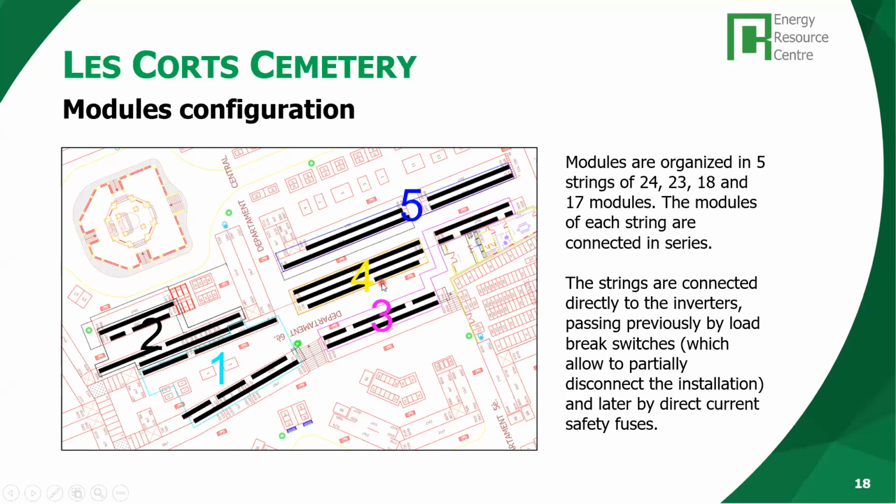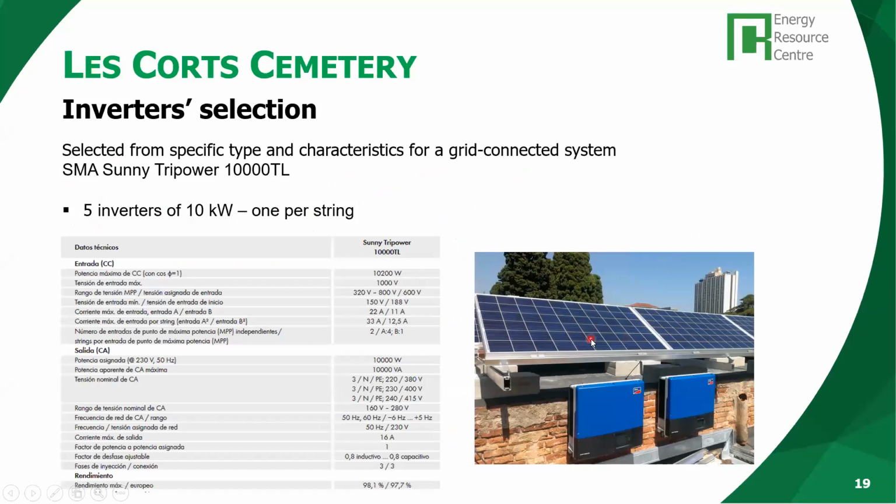Okay, some more details of the project. In each building, you had different strings of different lengths, and then for the power conditioning, the solution from SMA, in this case the 3-power 10,000 TL, was selected. One inverter per string, so you had 5 inverters because you had 5 strings.